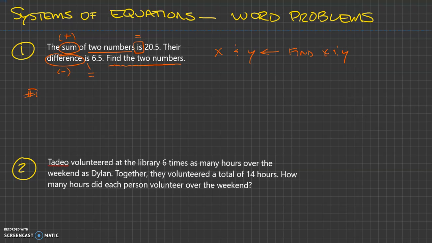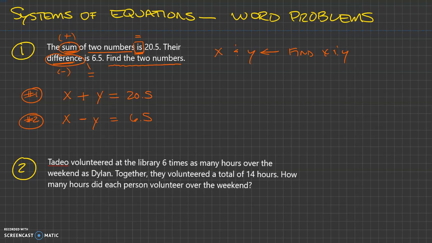So our first step is to find our first equation. I know that I'm dealing with x and y, and the sum, that means I'm going to add these, is or equals 20.5. That's my first equation. As I said, I need two, and I'm still dealing with the exact same unknowns, but this time I'm dealing with a difference, and that is subtraction. When I subtract these two numbers, I'm left with 6.5.